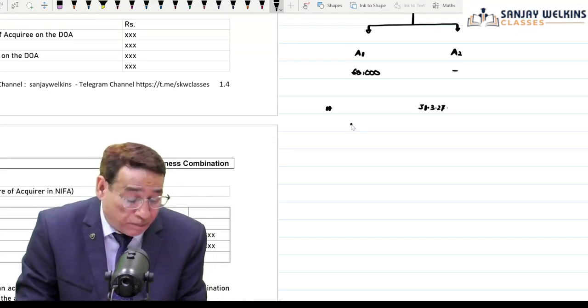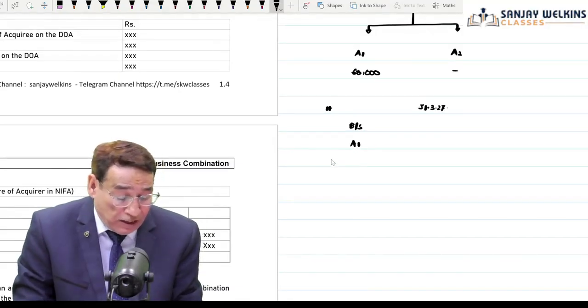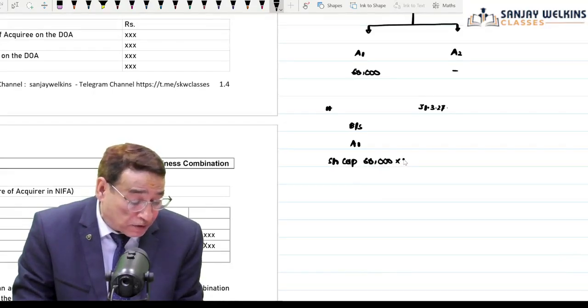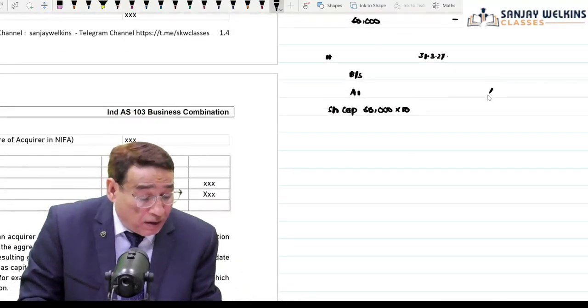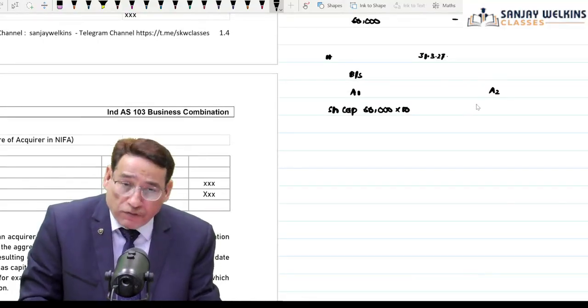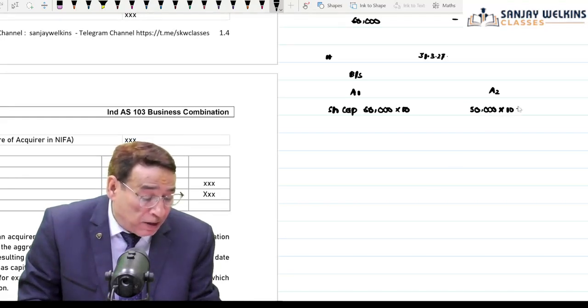On this date, in the balance sheet of A1 Limited, towards the liability side, share capital is, let us say, 60,000 shares once again, 60,000 shares of 10 each, similar to the last example. And this is the balance sheet of A2 Limited on 31st of 3/2027, and their share capital once again is 50,000 shares of rupees 10 each.